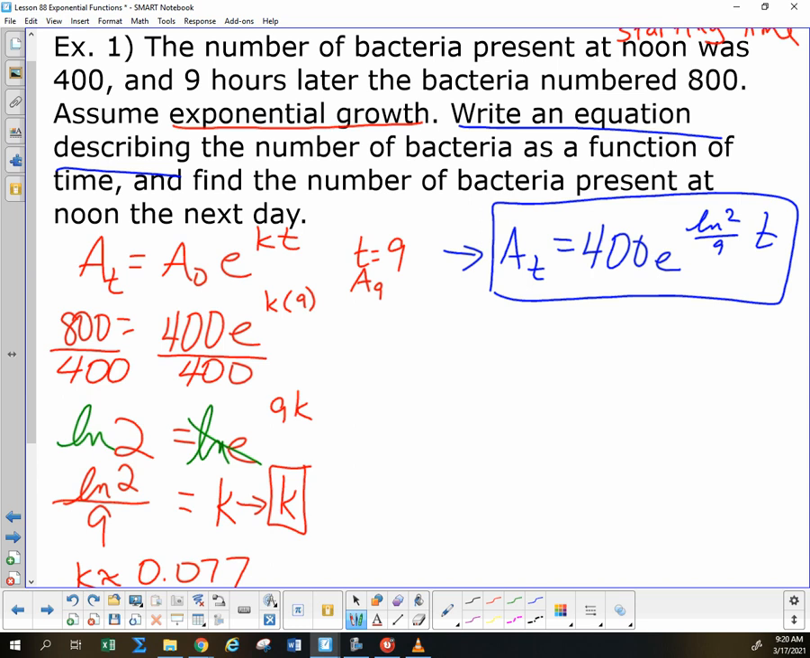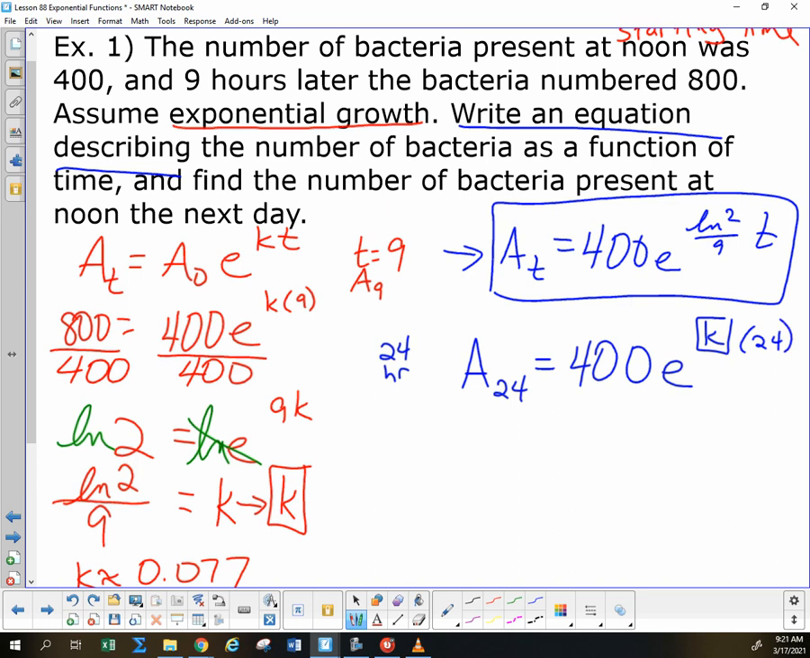Now, we want the amount at noon the next day. How much time has gone by from our starting time when we get to noon the next day? So 24 hours have gone by. So 24 hours later, that needs to be our new t. So we're finding the amount at time 24. That needs to be 400. Now, when we type in our calculator, we're not going to type in ln 2 over 9 again because we stored it. We're going to type in 400e, and I put the box around k to remind me it's something that's been stored, times 24, or times 24k.